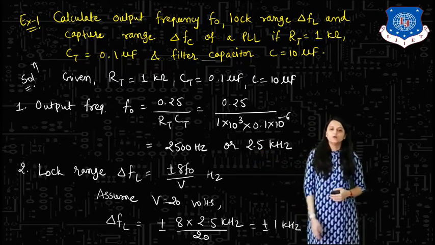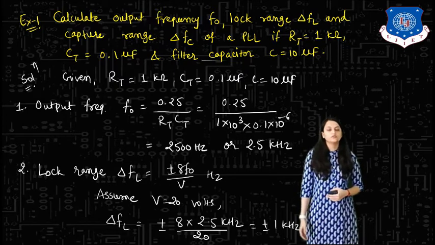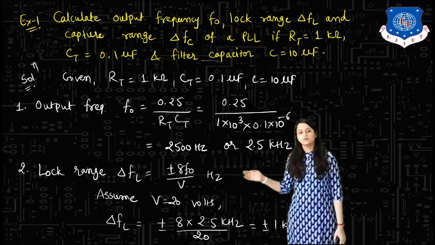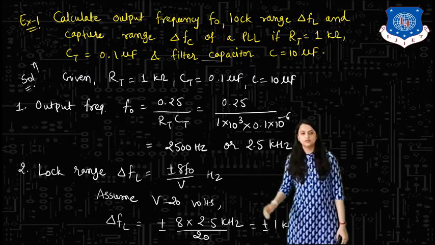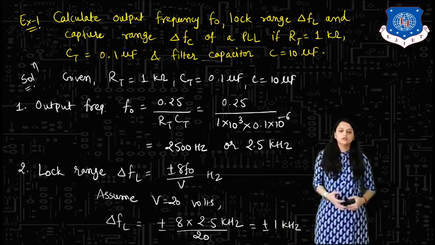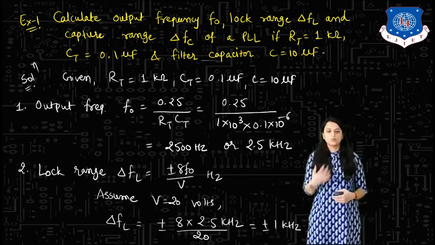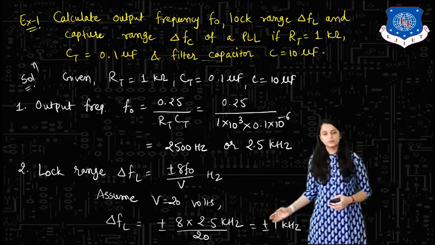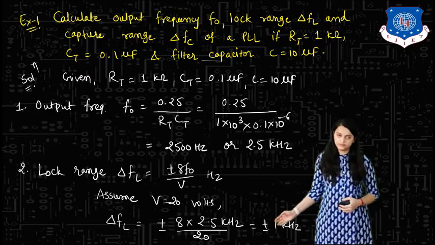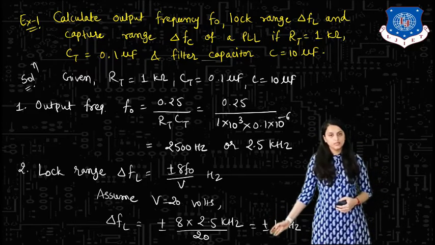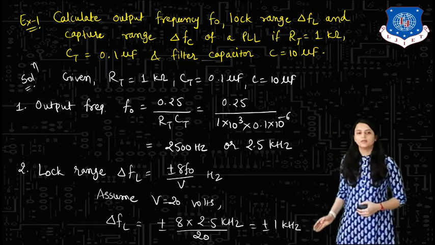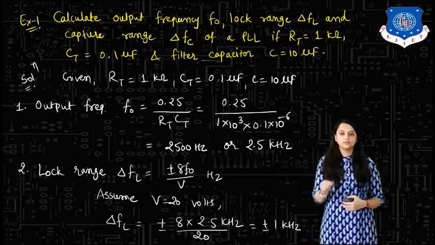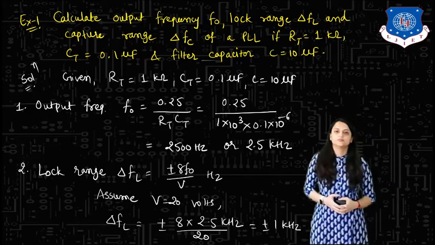Second is now delta FL, that is for lock range frequency. The formula for that is plus or minus 8 FO by V hertz. Here, assuming that V equals 20 volts, you can obtain the value delta FL, that is plus or minus 8 into 2.5 kilohertz divided by 20, that equals plus or minus 1 kilohertz. So the delta FL value is plus or minus 1 kilohertz.